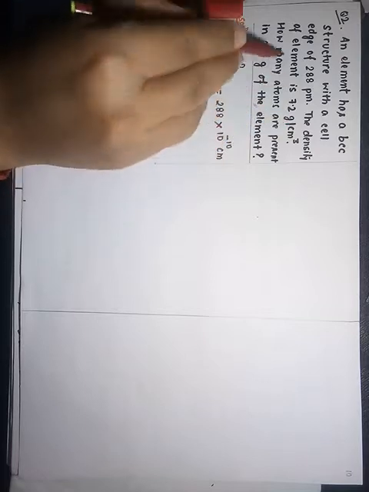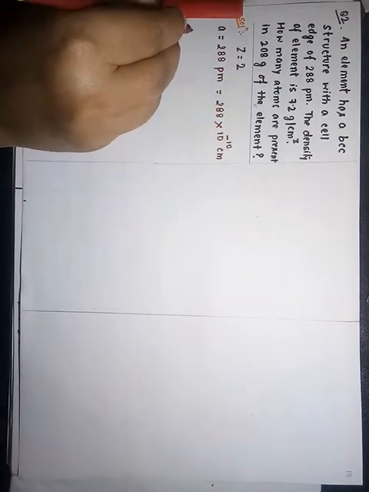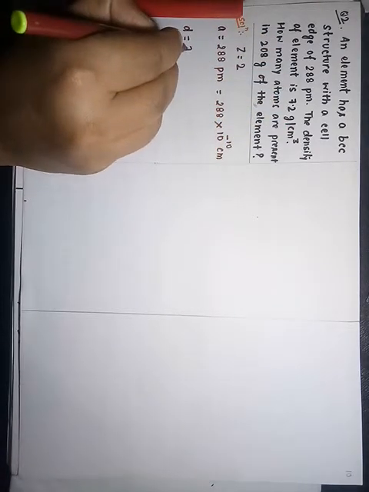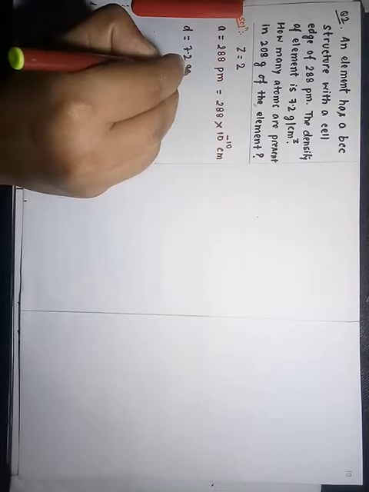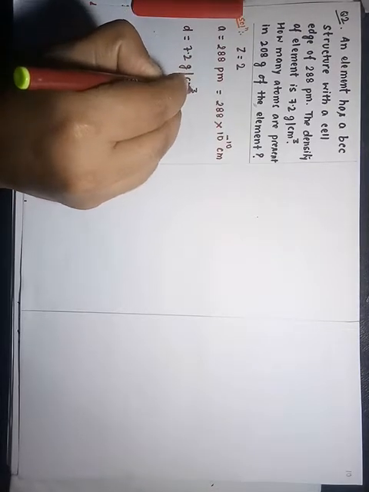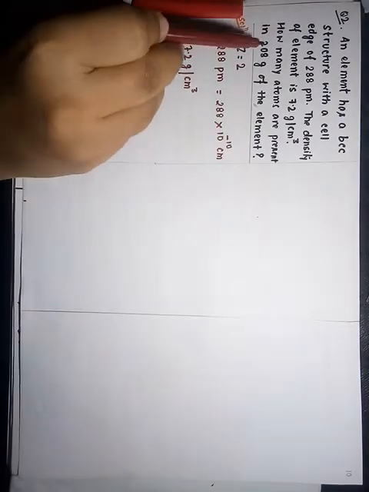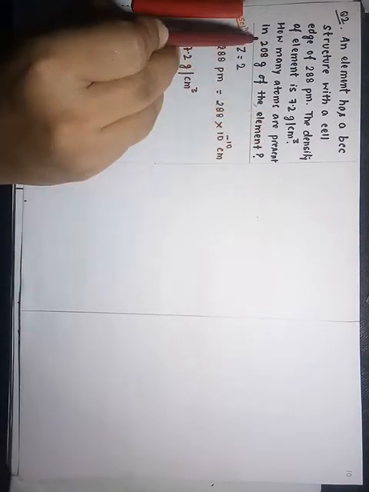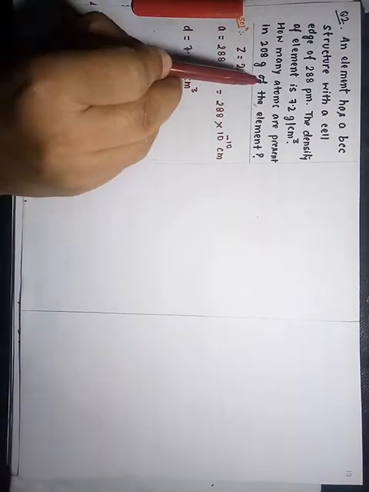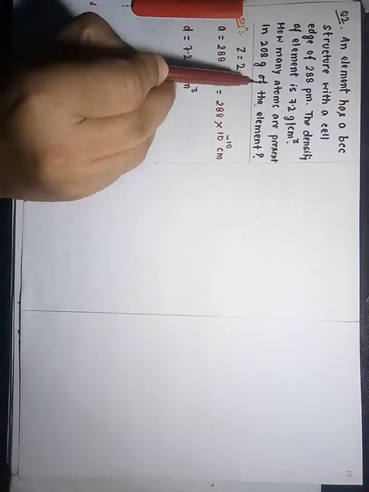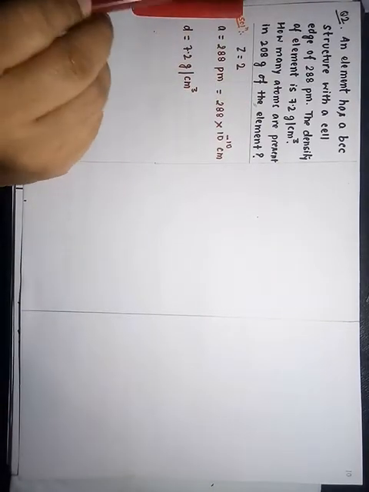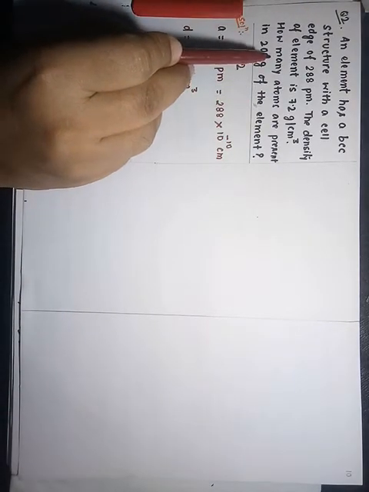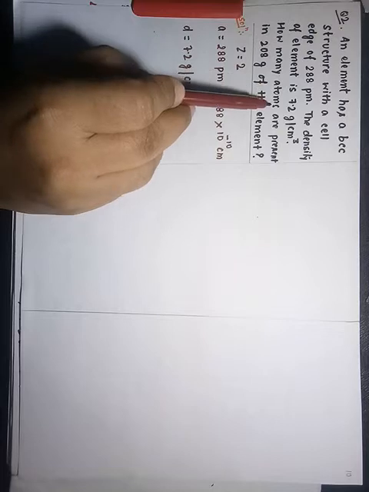And the density of the element is given as 7.2 gram per centimeter cube. The question is, how many atoms are present in 208 gram of the element? What is the total number of atoms in 208 gram of the element? We have to do the calculation based on number of atoms.